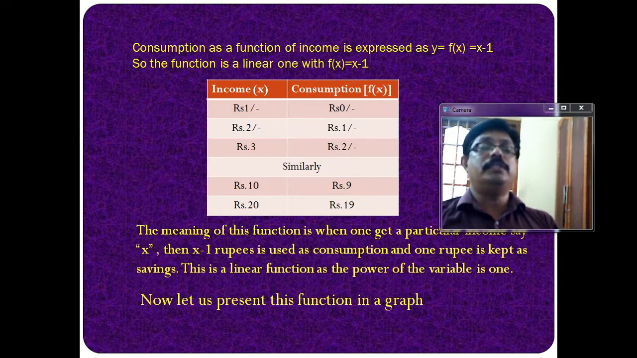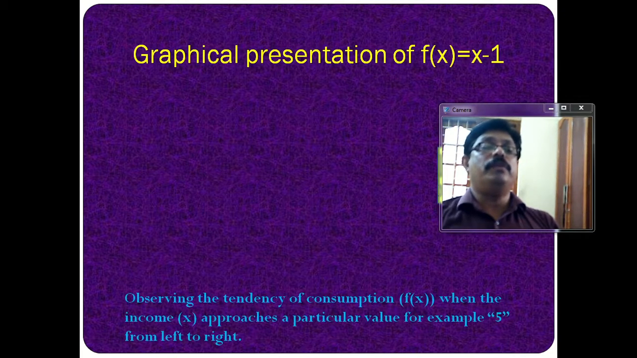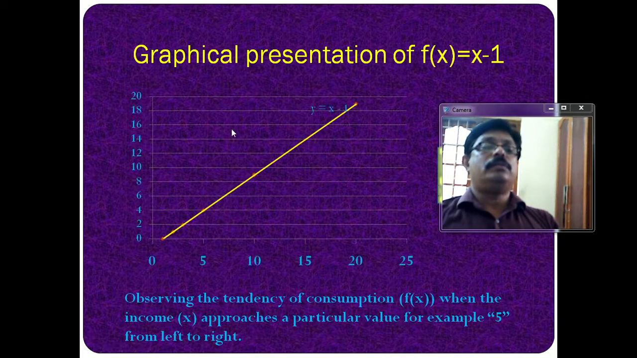You can represent this function through a graph. So this is the graphical presentation of this consumption function. Here in the x-axis you are taking the income variable, in the y-axis the consumption. So as you know, when income is 1, consumption is 0, income is 2, consumption is 1, income is 3, consumption is 2, income is 5, consumption is 4, income is 10, consumption is 9, income is 20, consumption is 19.